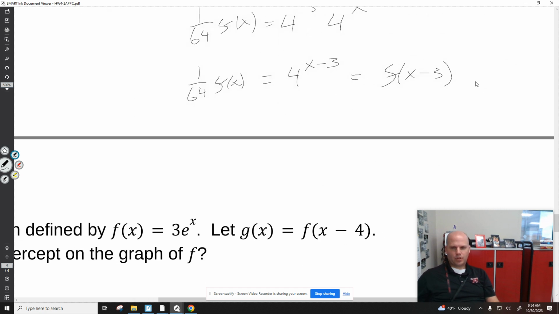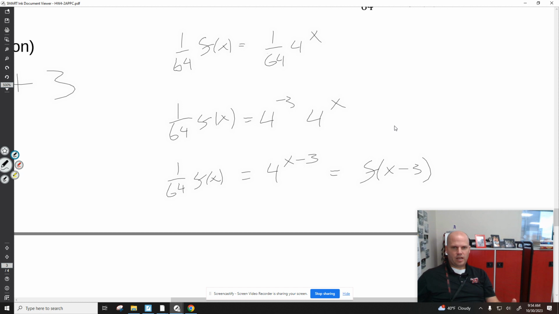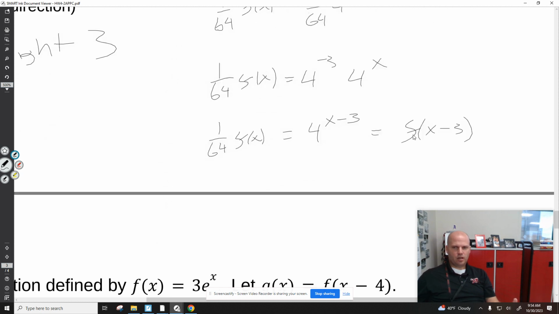If you don't want to put this, you don't have to. It's just kind of like showing you that you get the same thing. There's like the translation form.